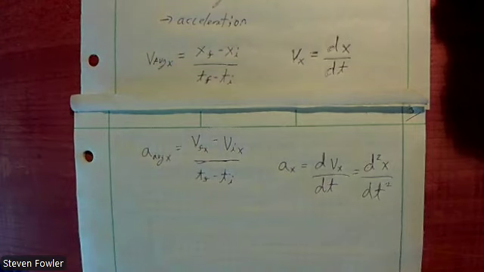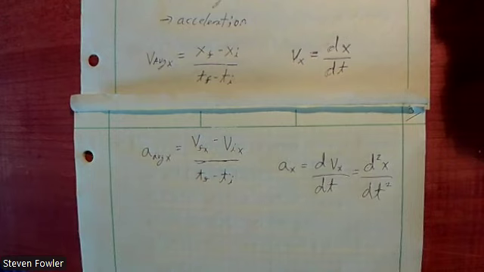I know we did an example problem in class where we looked at the graph of position and compared it to velocity and acceleration, and we looked at how those change. So again, I'm not going to do any examples in here. It's really just kind of reminding us.